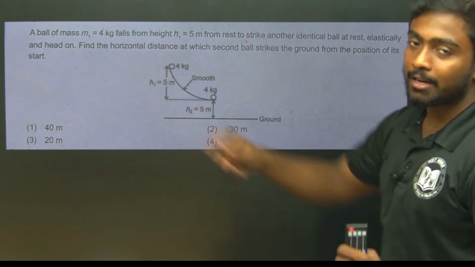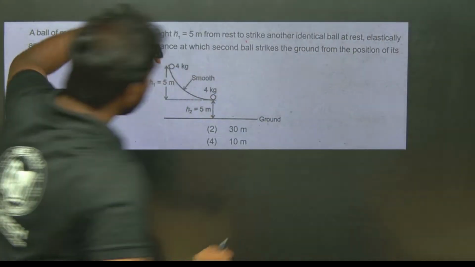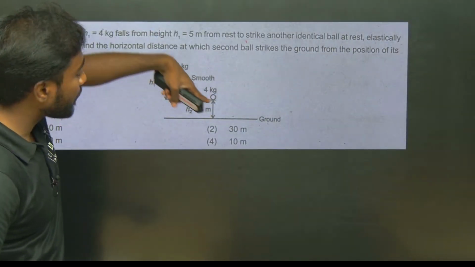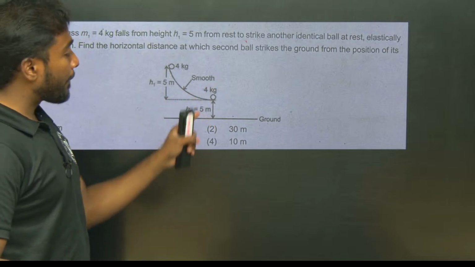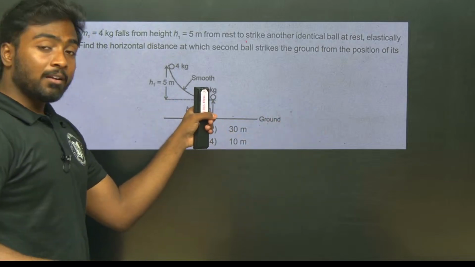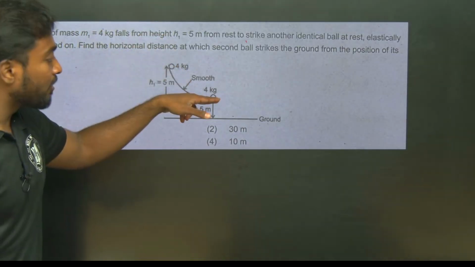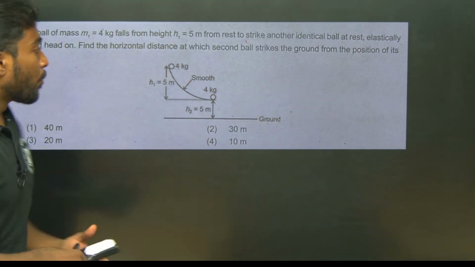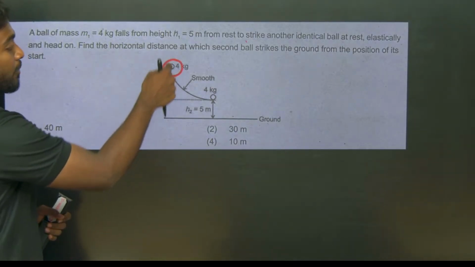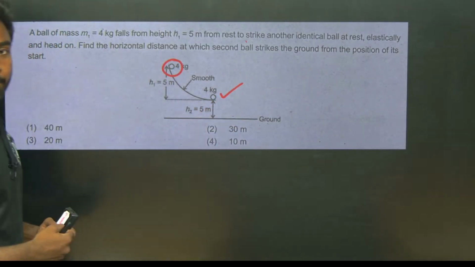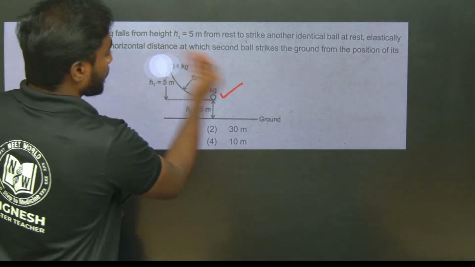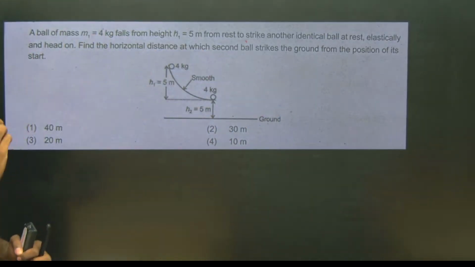If the ball is coming here and strikes this ball, what will happen? This ball starts moving, but it is at rest. So whatever velocity this ball applies on that ball, only that ball will move. So whenever I find the velocity of this ball, I can use it for the other ball, right? So if I want to find the velocity, how can I find it?